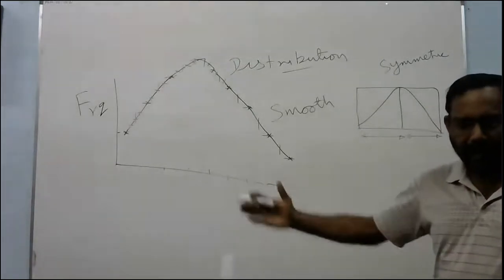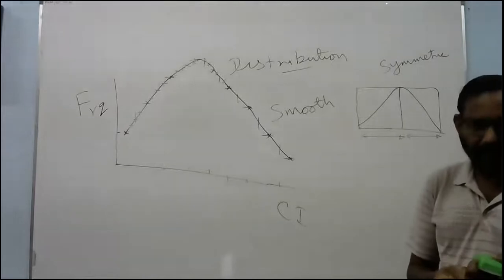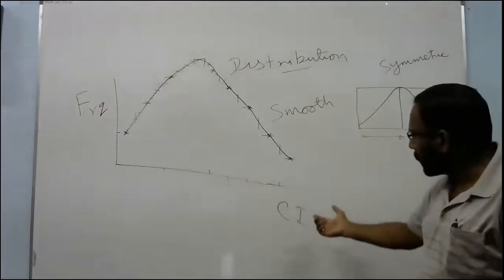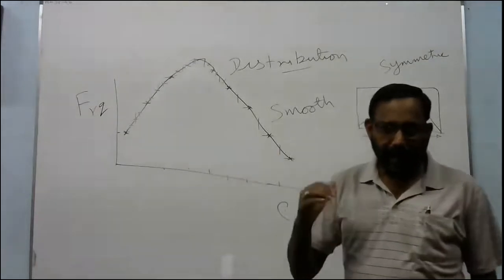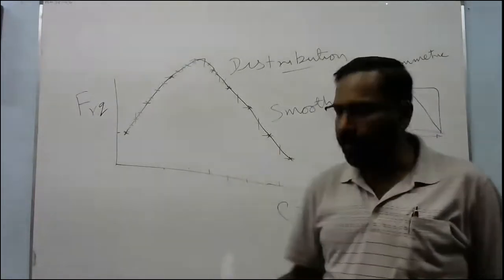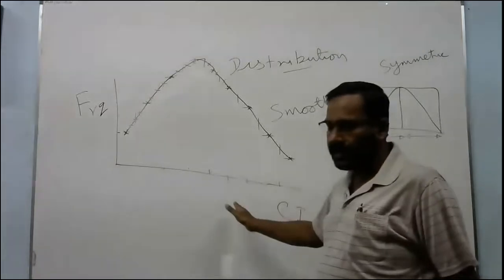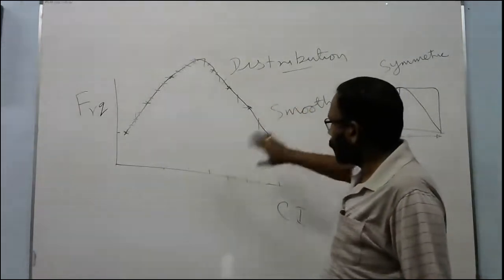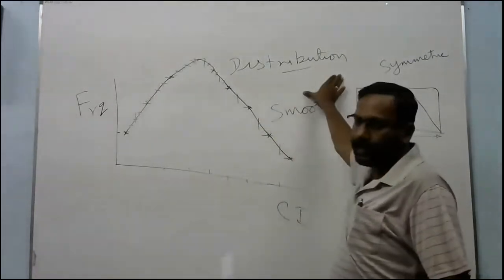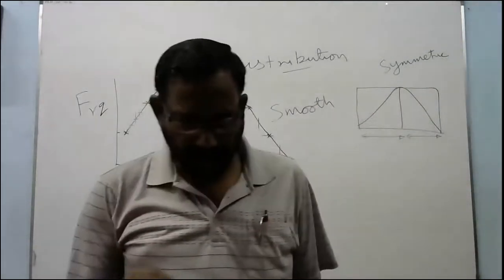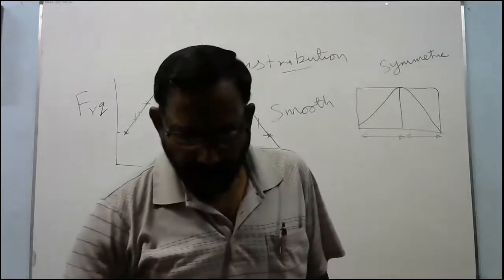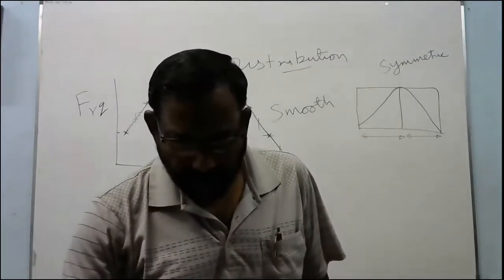So if you have a large number of classes, that means the class interval is very narrow. If you have a very narrow class interval, you can have a large number of classes, which is going to be a smooth curve. So that is called distribution. So if I say distribution hereafter, you should understand what it is, right?